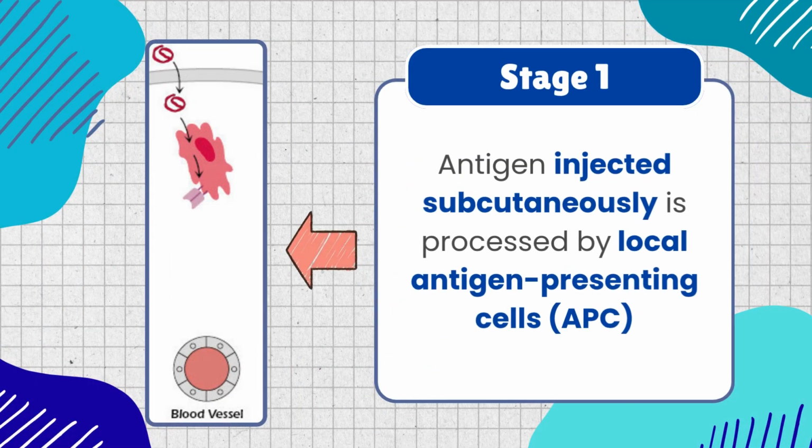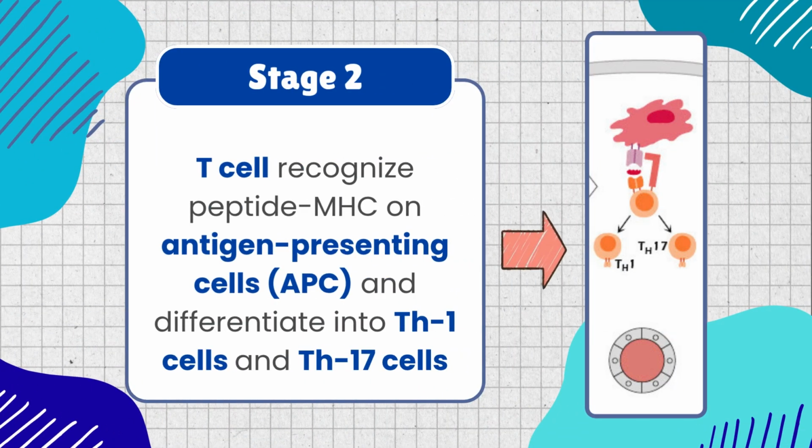Stage 1: antigen injected subcutaneously is processed by local antigen presenting cells, known as APC. Stage 2: T cells recognize peptide MHC on the antigen presenting cell and differentiate into Th1 cells and Th17 cells.